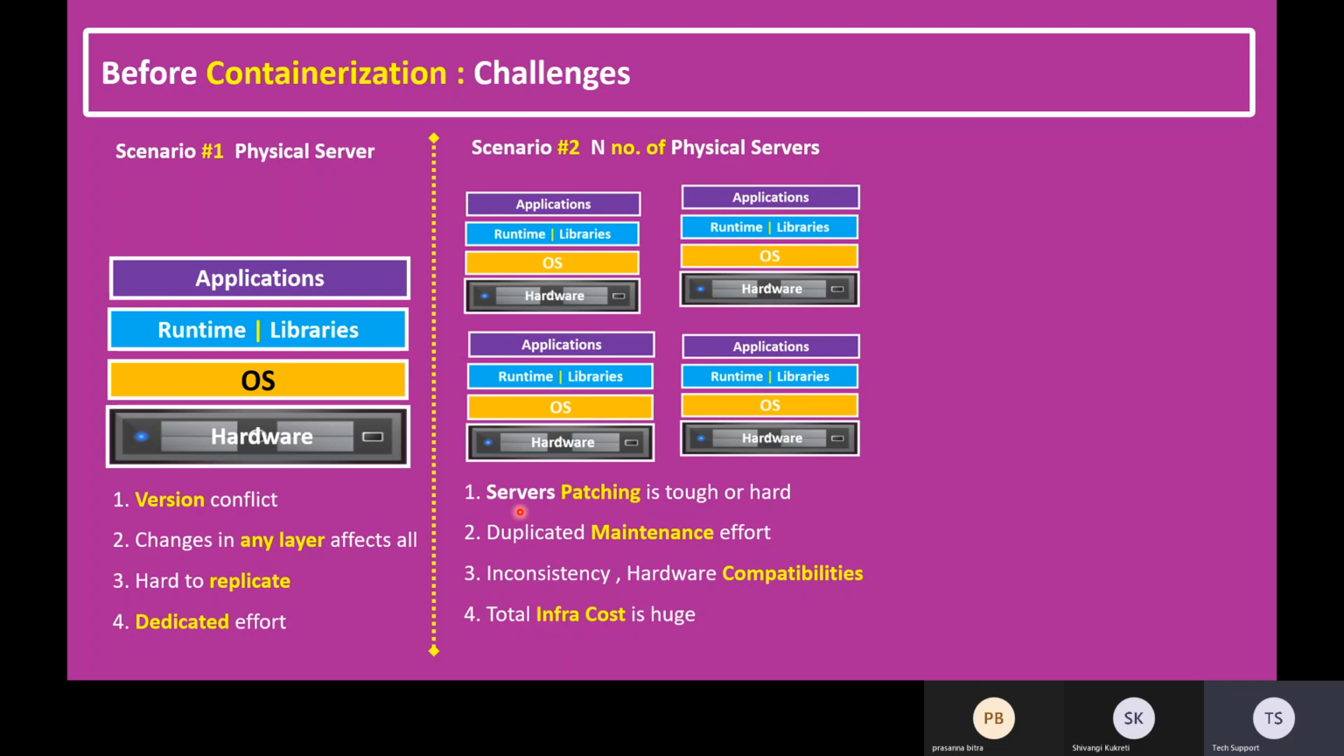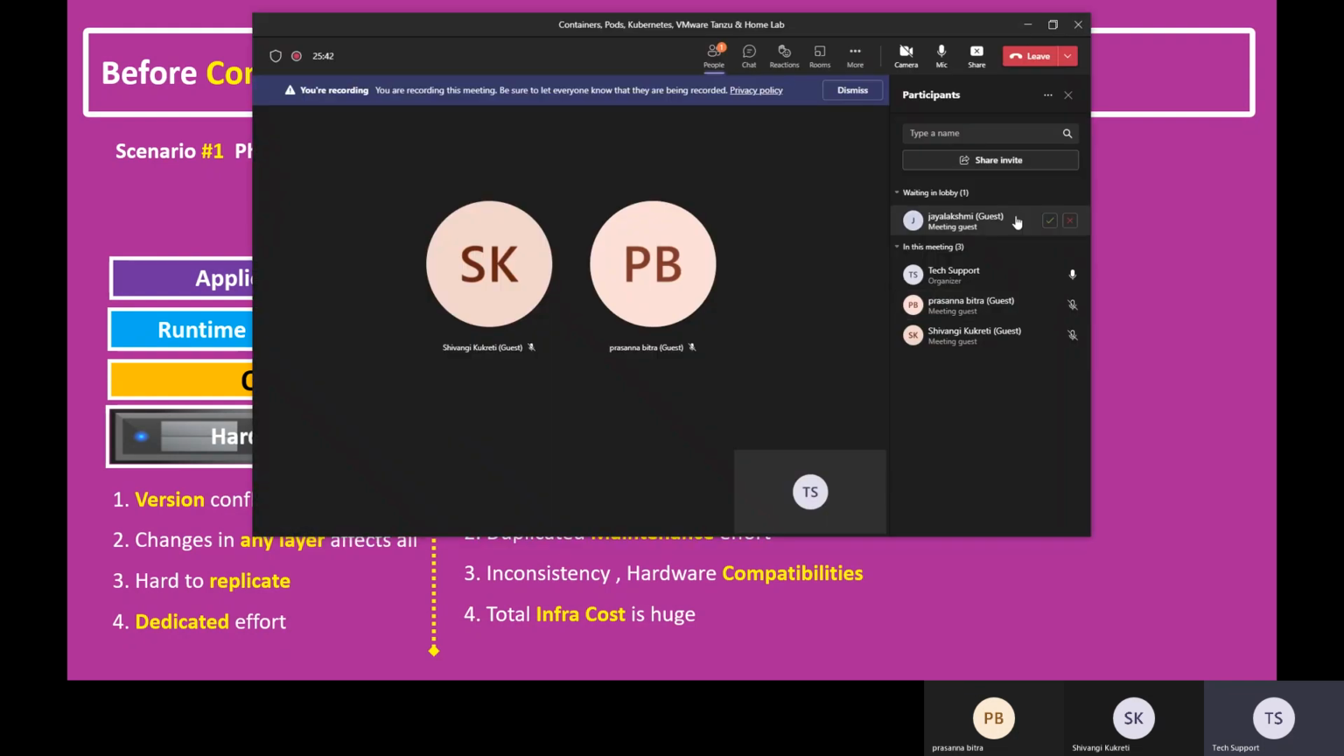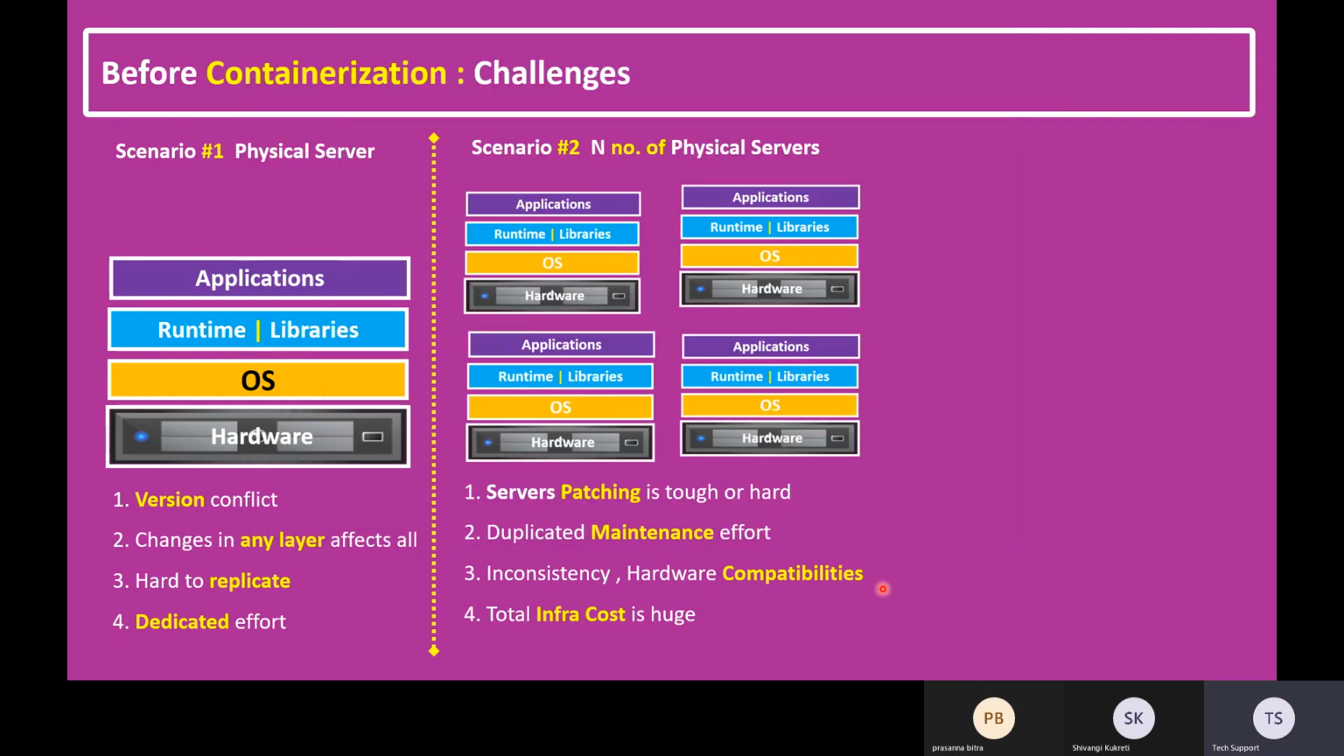Along with these four challenges, the additional challenges include that server patching is tough. We have to do server patching every time, so server patching is also one of the challenges. And duplicated maintenance effort: whatever maintenance you are performing on one hardware layer, the same maintenance we have to do for other hardware, and even the patching activity we have to perform for all the servers. So duplicate maintenance effort every time. And inconsistency and hardware compatibility issues are common in a traditional environment. And as we know, the total infrastructure cost is very huge. Okay, so these are all the challenges before containerization.